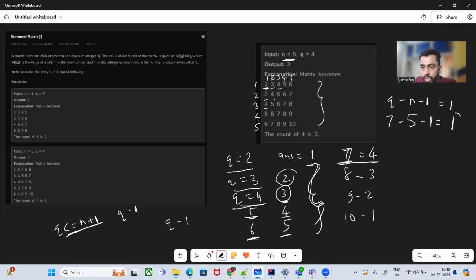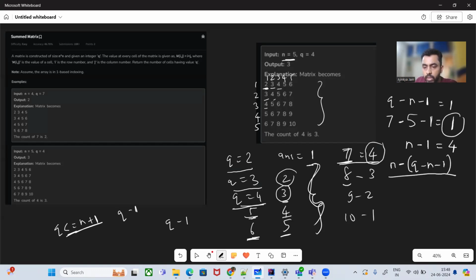Now, if we deduct this 1 from n, what do we get? We get 4. So if you see here, we have 4. Let's try this. What is the formula? What we did first, this is n internal, right? And q minus n minus 1. So this is the formula.